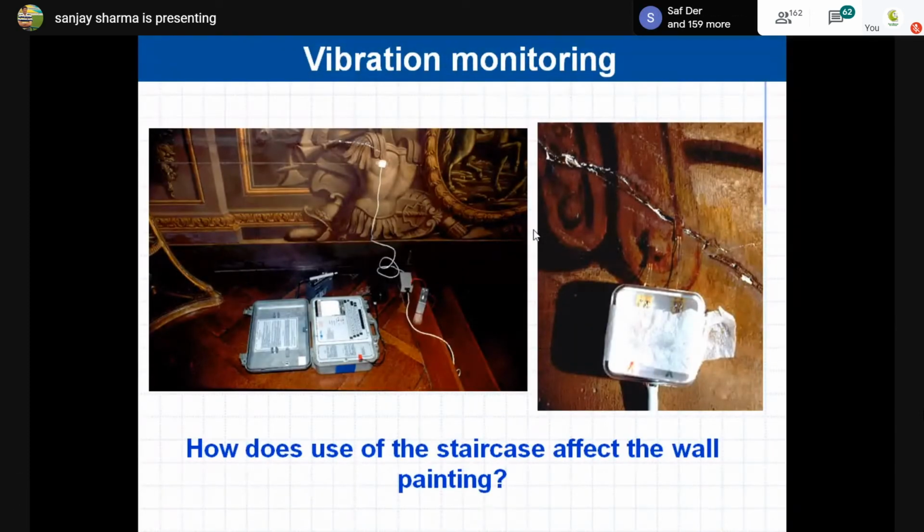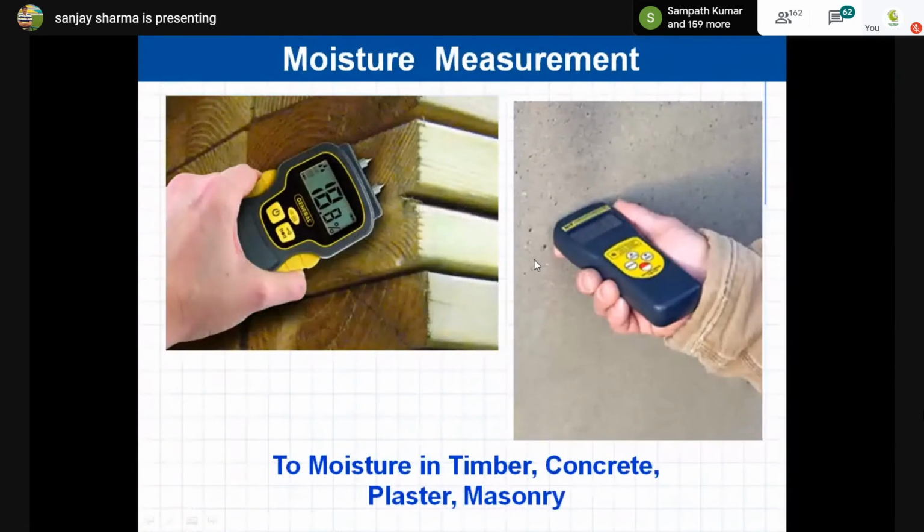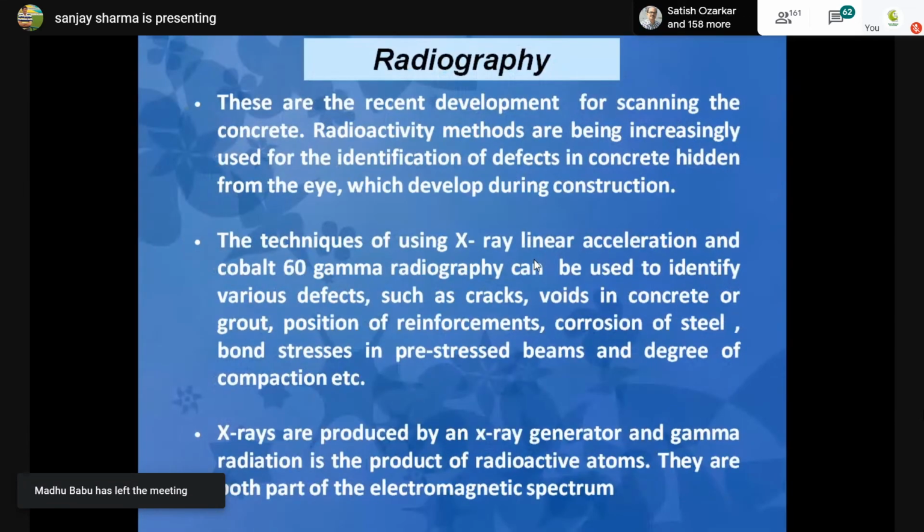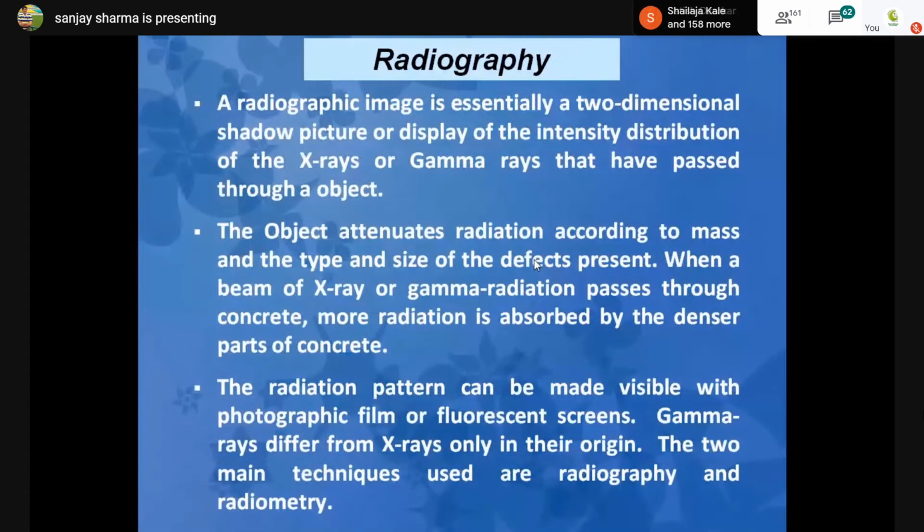So this is basically what we have to see: the effect of those vibrations, particularly in old buildings, old structures. We have to find out. This is a moisture measurement again, which can be used to measure the moisture content in timber, concrete, plaster, and masonry. Radiography, we have already discussed something, not a very commonly used test.